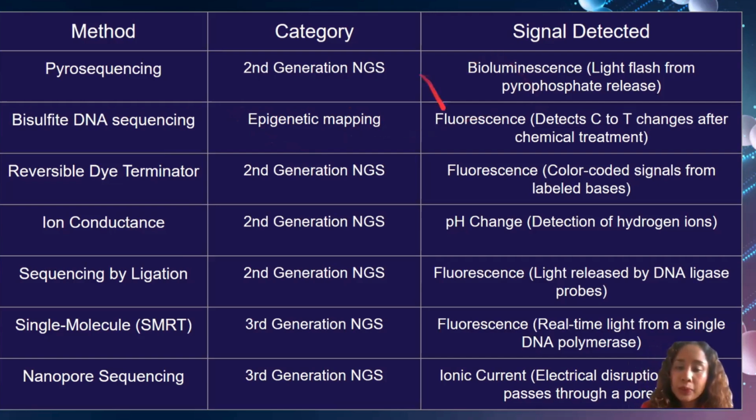So notice there is no more radioactivity here, it's almost all fluorescence. They use fluorescence, they use pH change, they use ionic changes. Here they use bioluminescence. So pyrosequencing and bisulfite DNA sequencing, you could read more about in Buckingham with this.